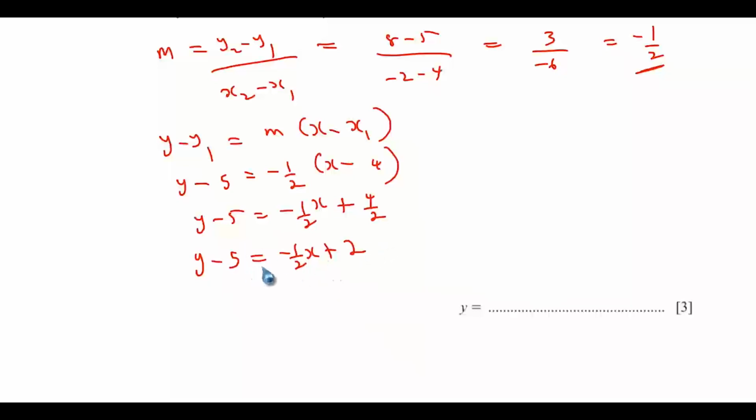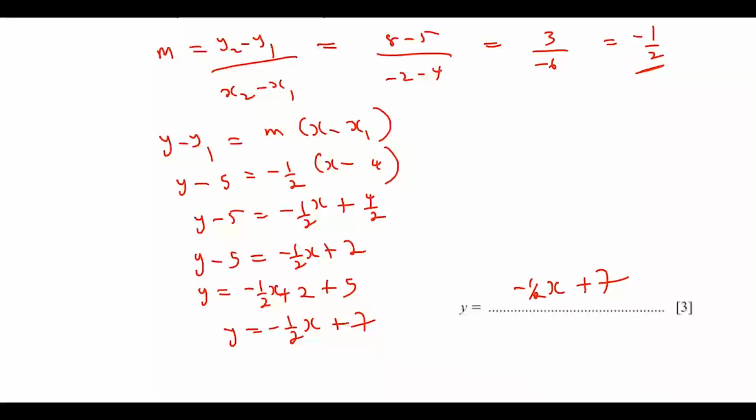Okay, so we can now rearrange. If we do this, y will be equals to minus 1 over 2x plus 2, then negative 5 goes to the right hand side and becomes positive 5. So finally we have y equals minus 1 over 2x, plus 7. So that is the equation of that straight line. Okay, so y equals minus 1 over 2x, then plus 7.